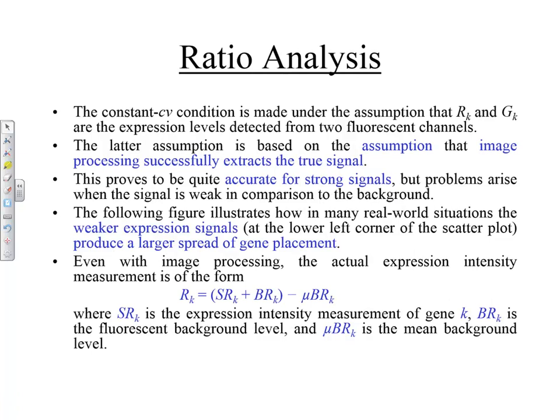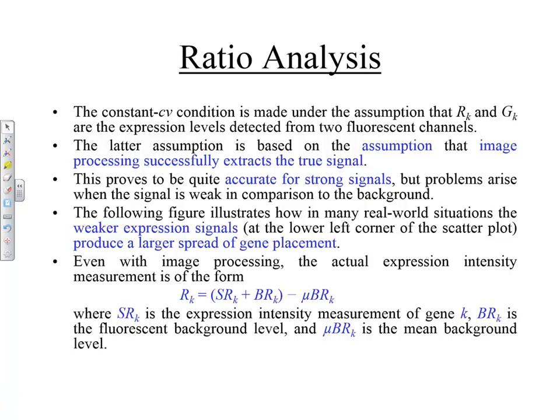So the figure shows how in many real-world situations the weaker expression signals at the lower left corner of the scatter plot produce a large spread of gene placement. Even with image processing, the actual expression intensity measurement is of this form. The actual measured intensity is basically the signal. Let's say we're looking at the red channel at the kth spot. The actual measured red intensity is the actual red signal plus the background associated with the red, minus the mean of the background associated with the red, where SRK is the expression intensity measurement of gene K, BRK is the fluorescent background level, and mu BRK is the mean background level.